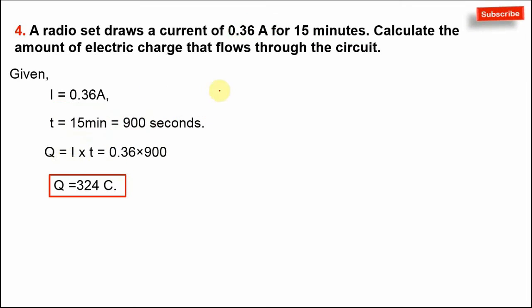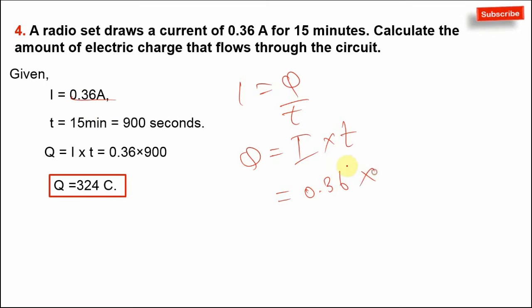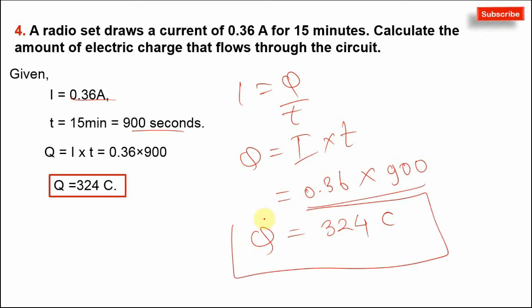Then simply by using the formula I is equal to Q upon T, for finding Q we form the formula Q is equal to I into T. So therefore here the value of I is 0.36 ampere and the value of T in seconds is 900. The multiplication of these two terms is equal to 324 coulomb, and this is the final answer of Q.